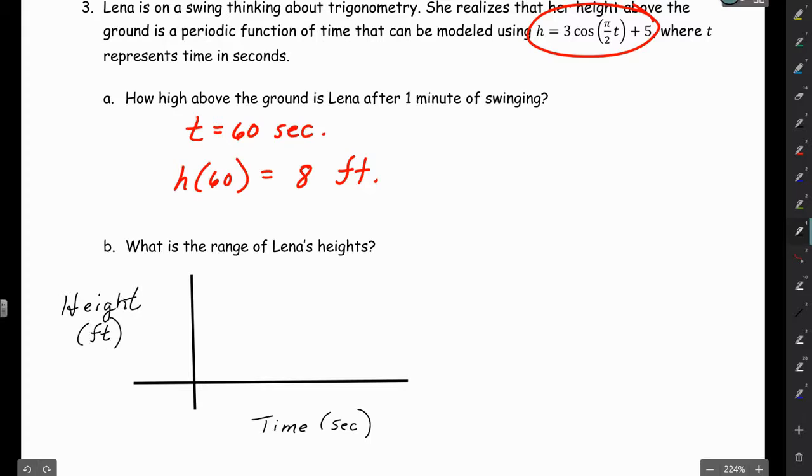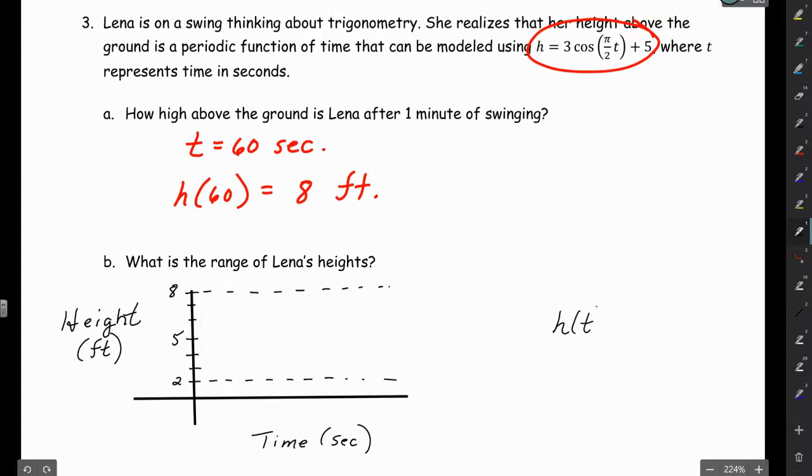We know that our center of our curve is happening at 5 right here because we know we have a vertical translation of 5. And we know that our amplitude is 3 because the value of A is 3. So we know our distance from the center is 3. So we're going to go up 3 to 8 and down 3 to 2. So the range of heights is happening from 2 to 8. And that's really all we need to sketch to know the answer to this problem. So the height is going to be less than or equal to 8 and greater than or equal to 2.